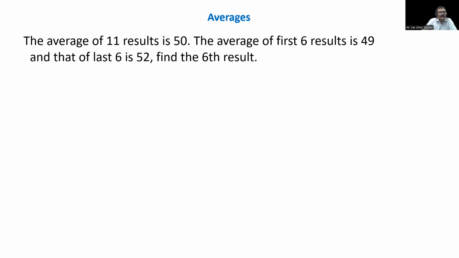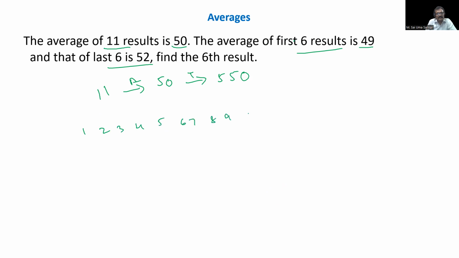Next one. The average of 11 results is 50. If the average of first 6 results is 49 and that of last 6 is 52, the sixth result is? See, the average of 11 results is equal to 50. What is the total? That is equal to 550, right? Now, 1, 2, 3, 4, 5, 6, 7, 8, 9, 10, 11. The average of first 6 results is equal to 49.